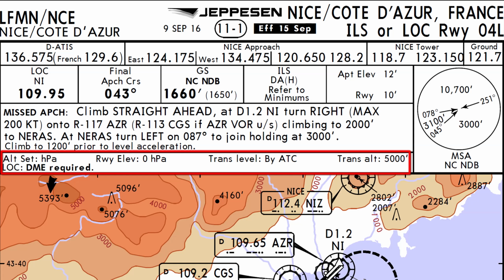In this case, the unit used for altimeter setting is hectopascal. It can also be specified in inches of mercury. Runway elevation is also defined using hectopascal. 1 HPA is equal to 27 feet. Transition altitude is 5,000 feet.